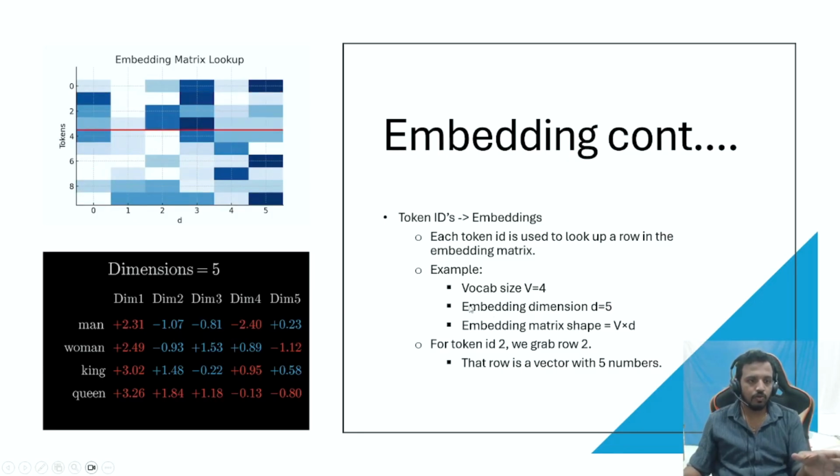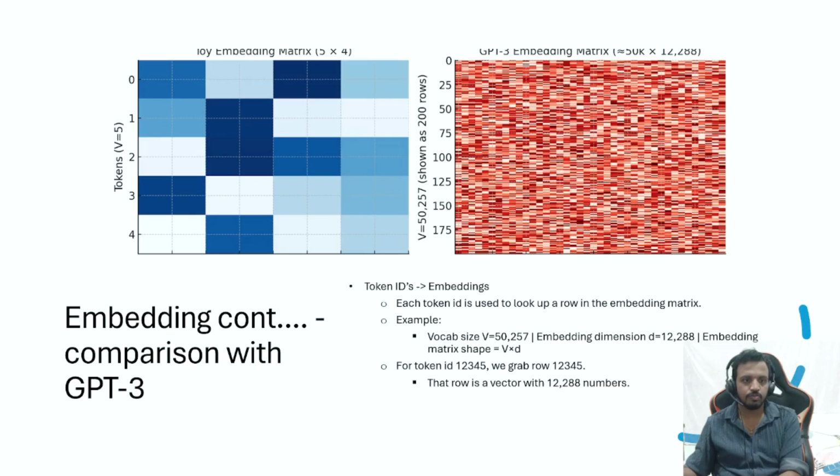So here, for example, what is our vocabulary size? It is 4. What is our embedding dimension? It is 5. So our embedding matrix shape would be 4 cross 5. If you want to grab a word called woman, you can simply go into your embedding matrix, look up the token ID 2, and get its corresponding points. So that's how we use the embedding matrix as a lookup table.